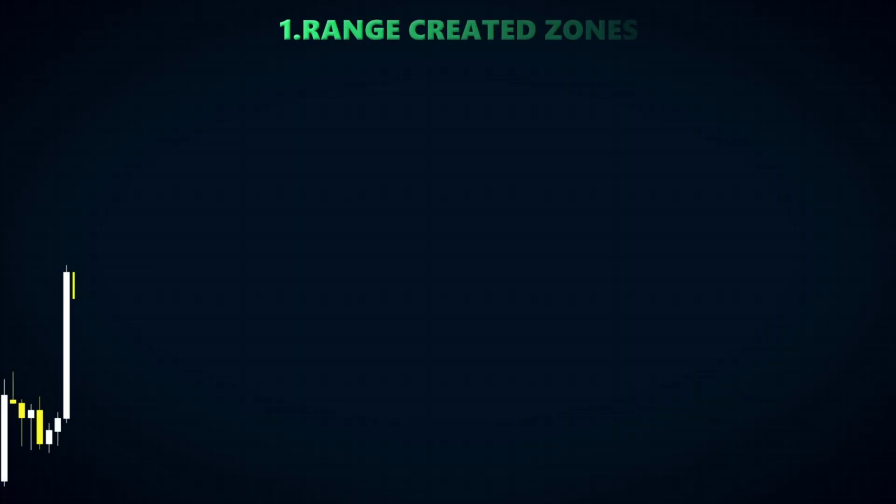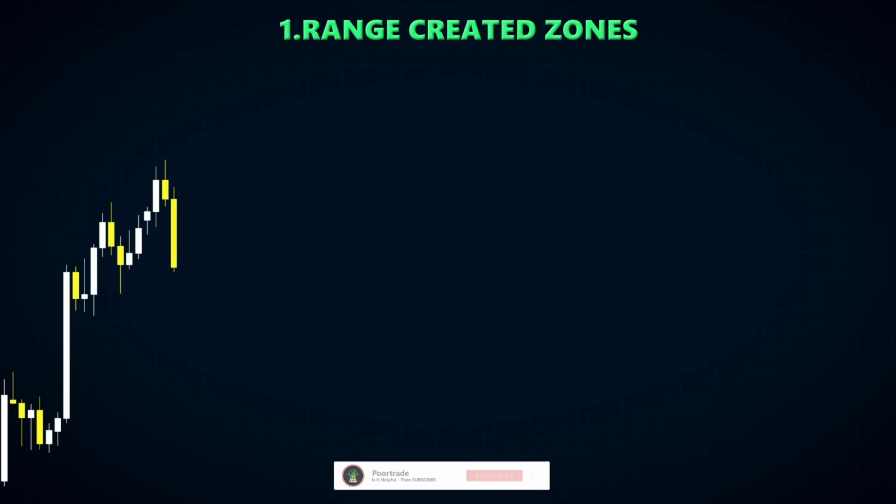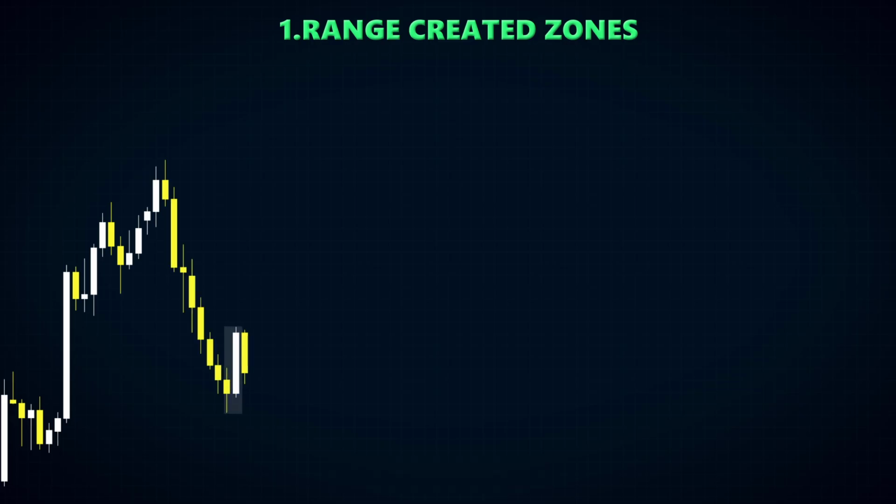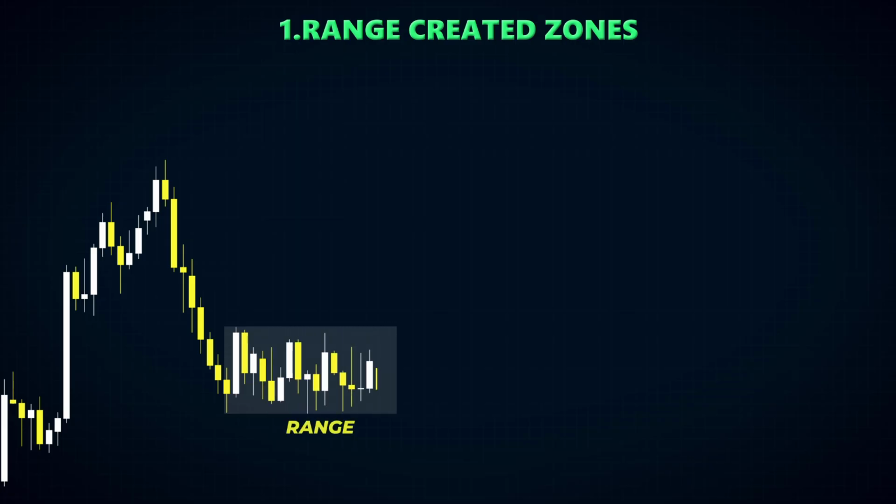To spot high-probability supply and demand zones, traders focus on 3 main types. Let's start with the first one, range zones. A range zone forms when price moves sideways for a while, staying within a small area. It's a sign that the market is undecided, with neither buyers nor sellers in control. During this time, candles are often small, and price just drifts back and forth.